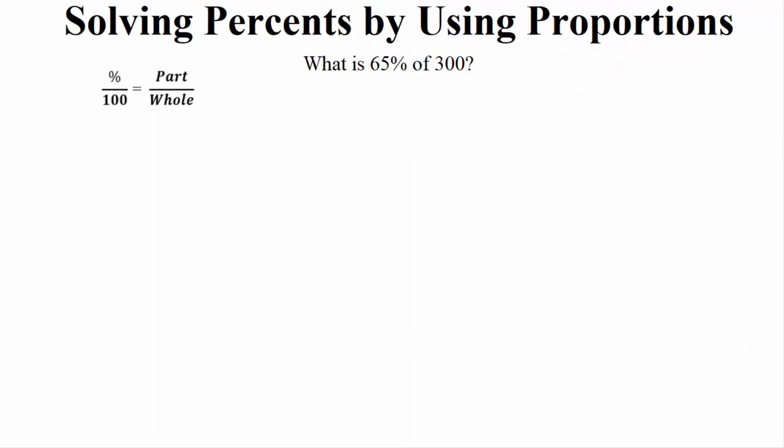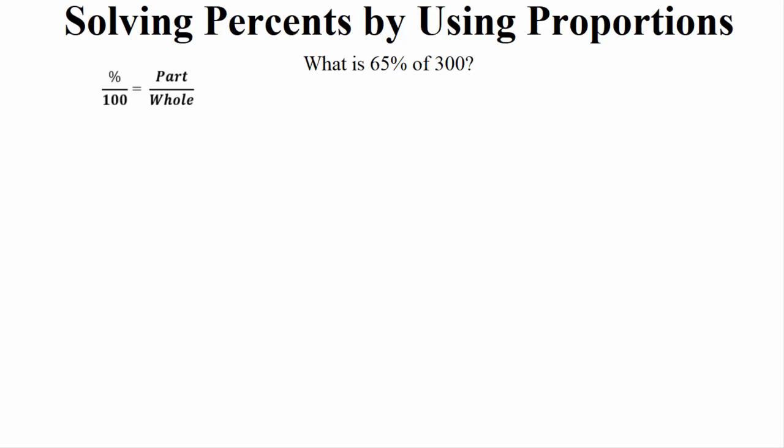Okay, so this video is going to cover solving percents by using proportions, right? So on the screen, I have the formula that is used in order to solve percents, and it looks like this. Percent over 100 is equal to part over whole. So this formula here essentially is just a proportion. As long as we know how to solve proportions by cross multiplying, we should be able to comprehend how to solve percents using proportions.